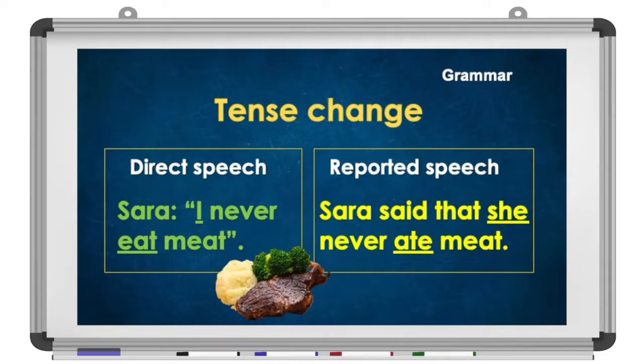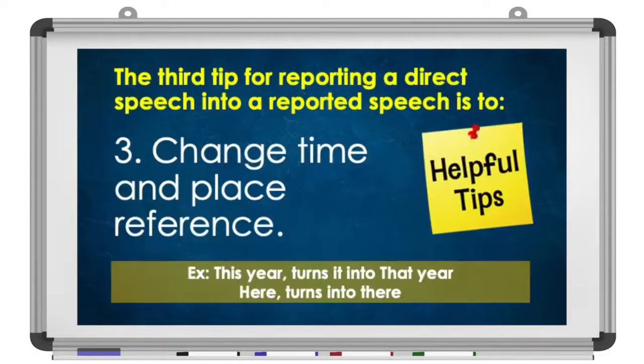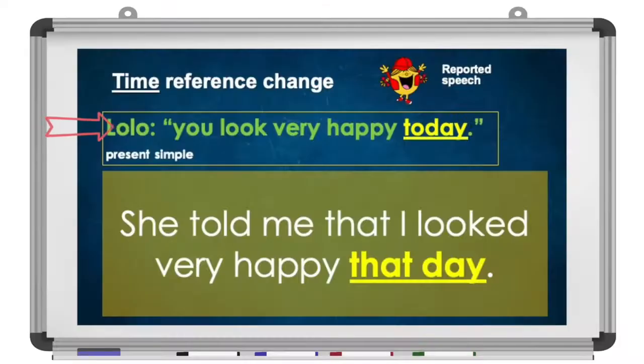What other changes do I have to make? The third tip for reporting a direct speech into a reported one is to change time and place reference. Check if the sentence has any reference for time or place, you have to change it. Let's take an example for time reference change. Lulu said, "You look very happy today." The sentence is in the present simple. When I report it, I have to make some changes. She told me that I looked very happy that day.